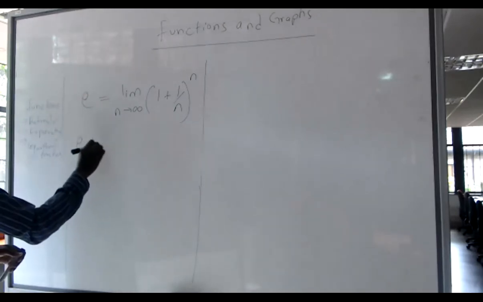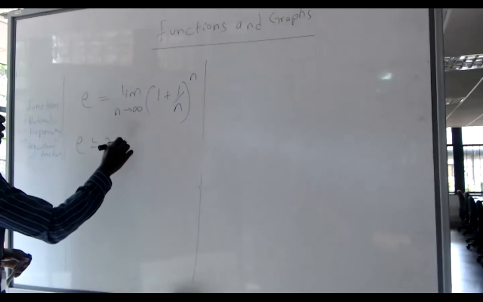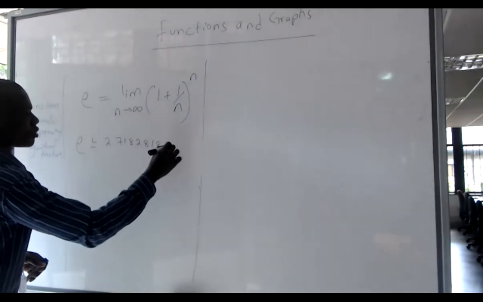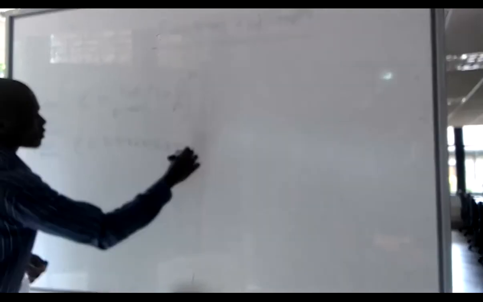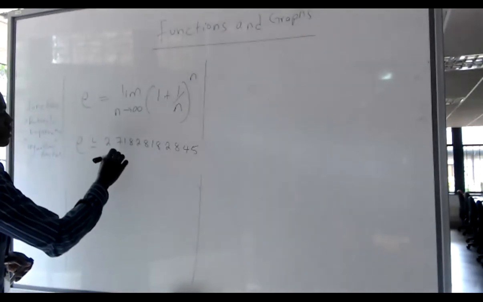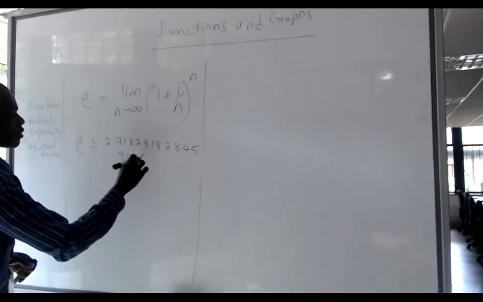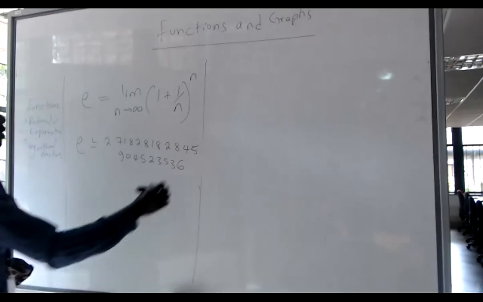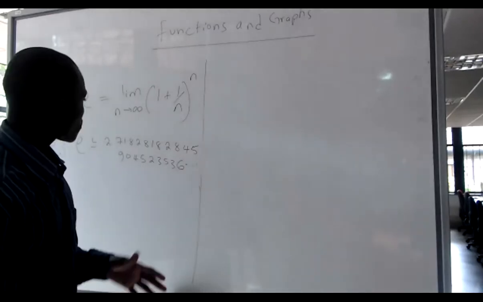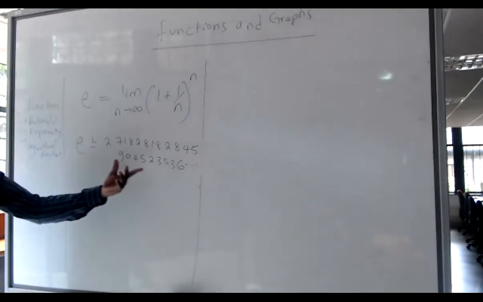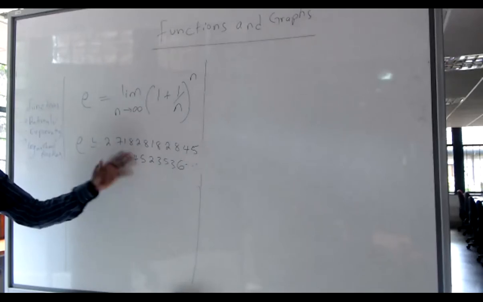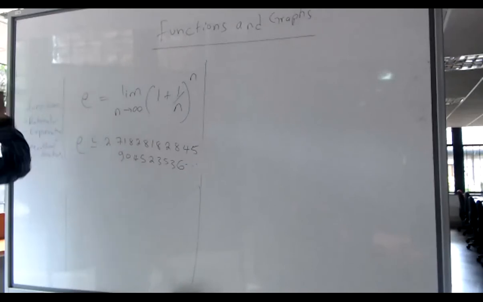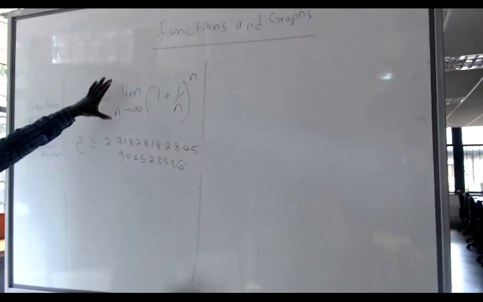And it's approximately 2.71828828459045235336. It goes on and on forever. But these are the first 20 values for the number e. You can verify this from your calculator.